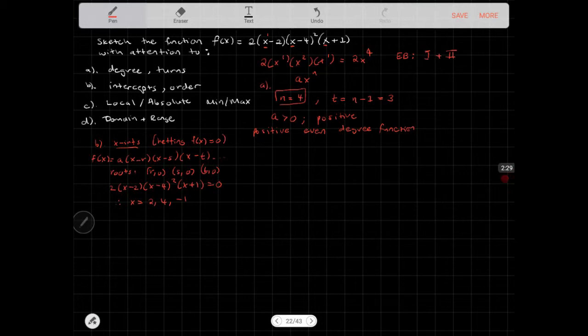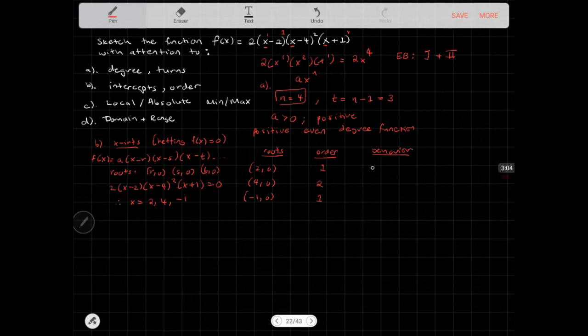Now, after you find your x-intercepts, you also want to figure out the behavior at the x-intercepts. So these are our roots, and the behavior of the x-intercept is characterized by the order, or the power, on each factor. Roots (2, 0), (4, 0), and (-1, 0). At (2, 0), it's a power of 1, so the order is 1. At (4, 0), the order is 2. At (-1, 0), the order is also going to be 1.